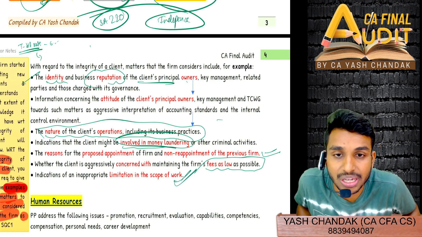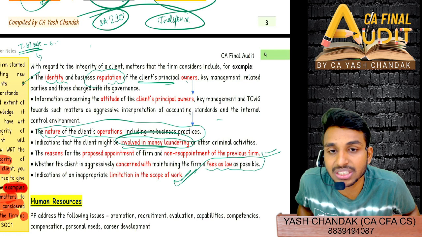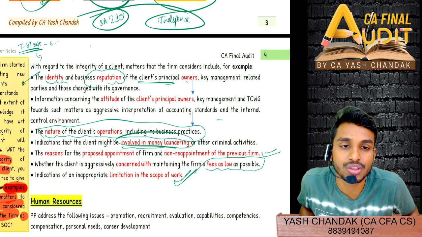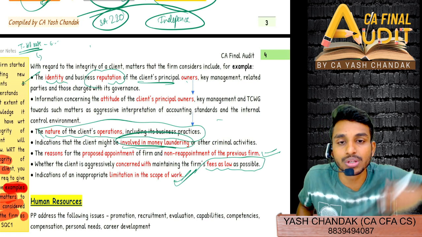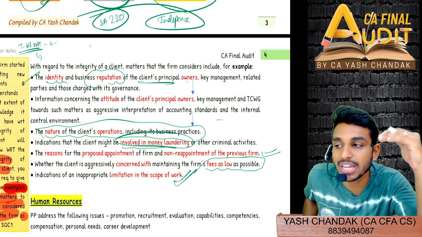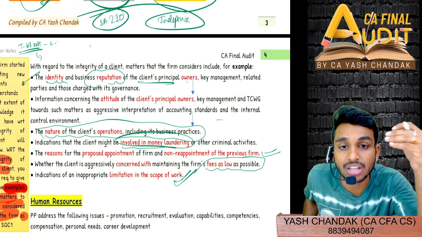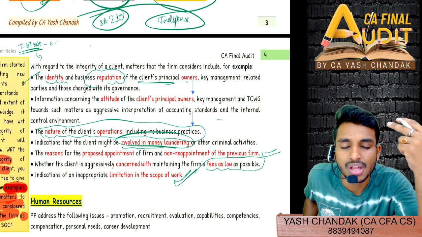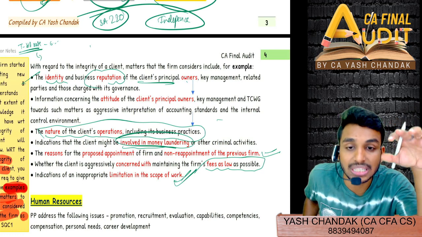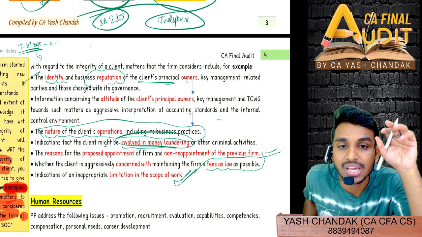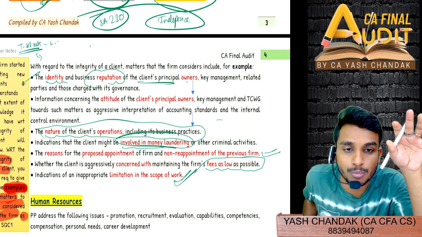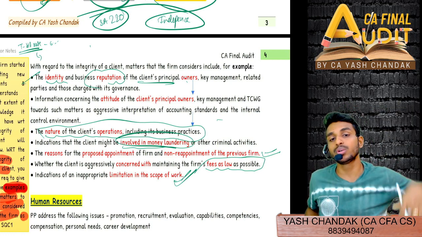There were also instances where the client put limitations on the scope of the work of the previous auditor, and that is why the previous auditor gave us two reasons for denying the audit. We approached the previous auditor and they told us two reasons: first, they were asked to charge low fees, and secondly, there were many limitations in the scope of work. So thereby we will be able to retain all the points.